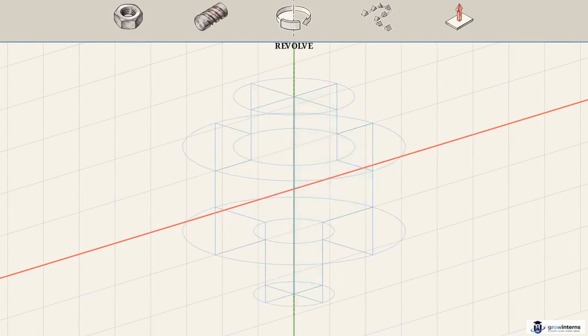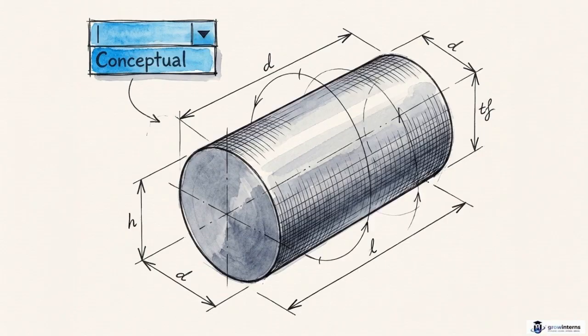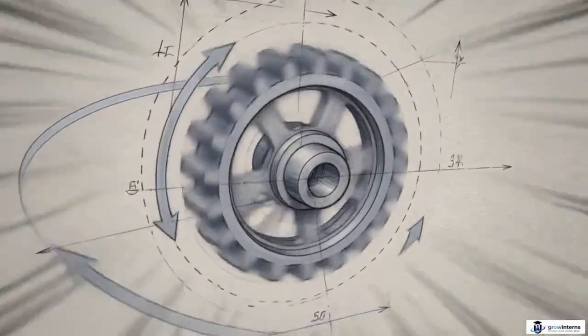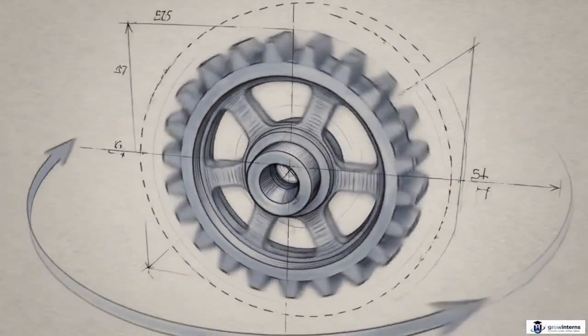If your shape appears as a hollow wireframe, go to the Visual Styles menu and switch the setting from 2D wireframe to Conceptual to confirm the solid geometry has formed. The Revolve command is the standard starting point for mechanical components that require mathematical symmetry around a central axis.